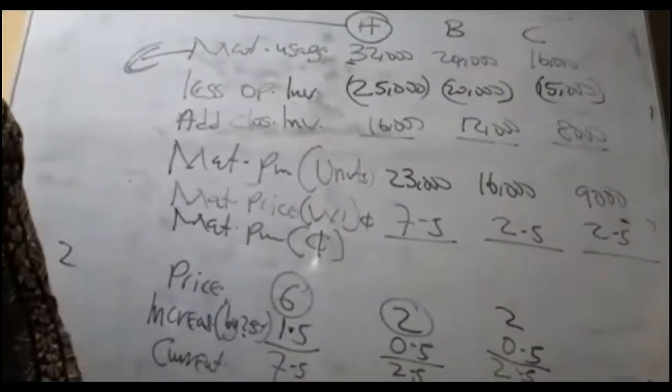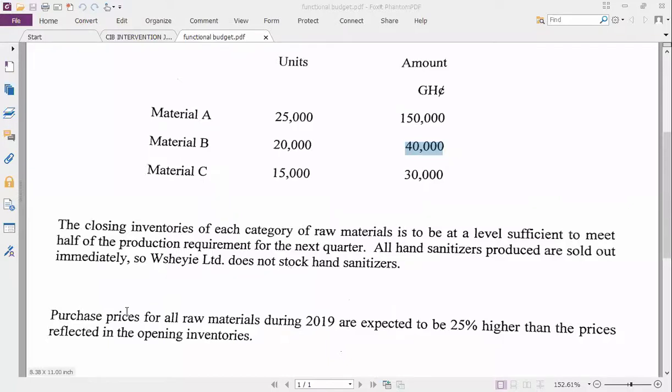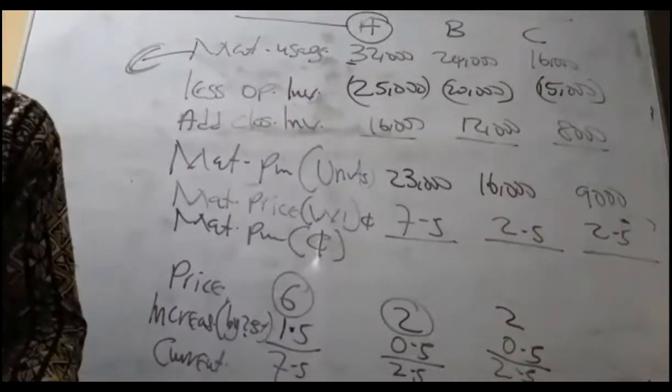We pick the amount from the question. They are saying that the purchase price for all raw materials during 2019 is expected to be 25% higher than the prices reflected in the opening inventory. So we pick this opening inventory, and then the amount is 150,000. We divided it by 25,000. Then we had 6,000. So that's the price per unit. That's the previous. Then we add the increment to it. Then we get the current one. Good.